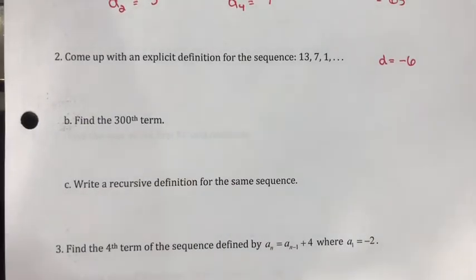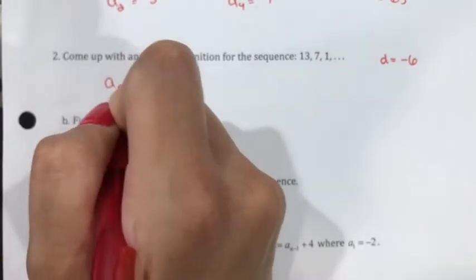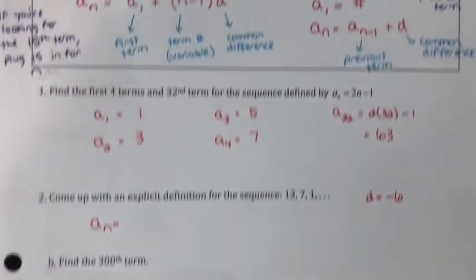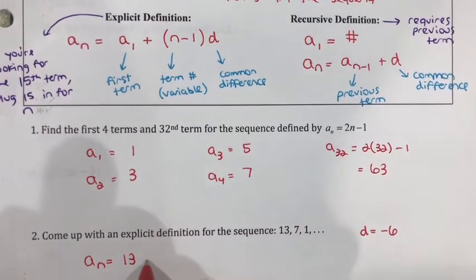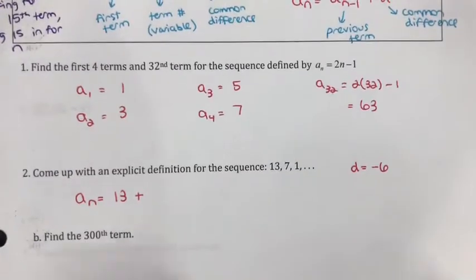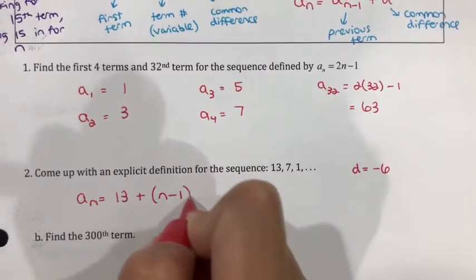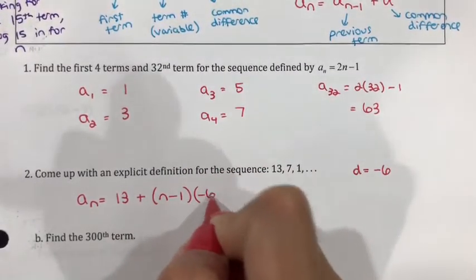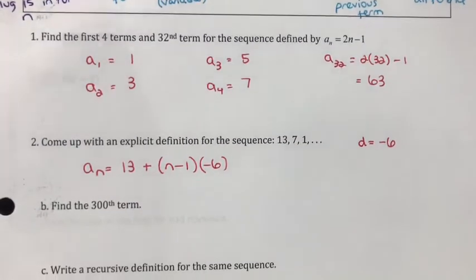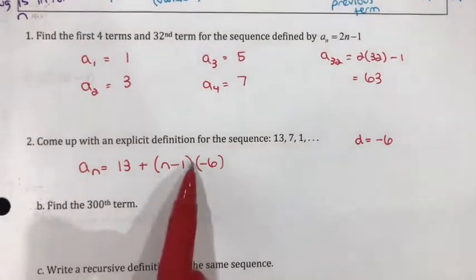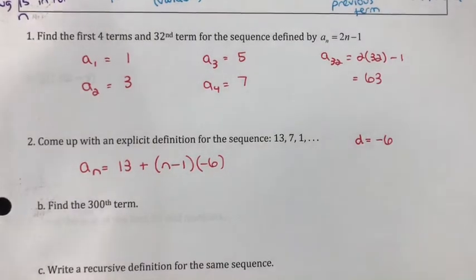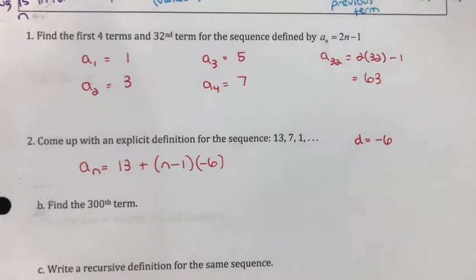Now, our definition, if we're going up to our formula up top, starting with the first term, we've got 13 plus n minus 1 times the common difference. And I am perfectly fine with you guys leaving your final answer like this. Sometimes students will want to distribute. That's fine too. It'll just simplify the equation. But I'm okay with you guys leaving it just like that.